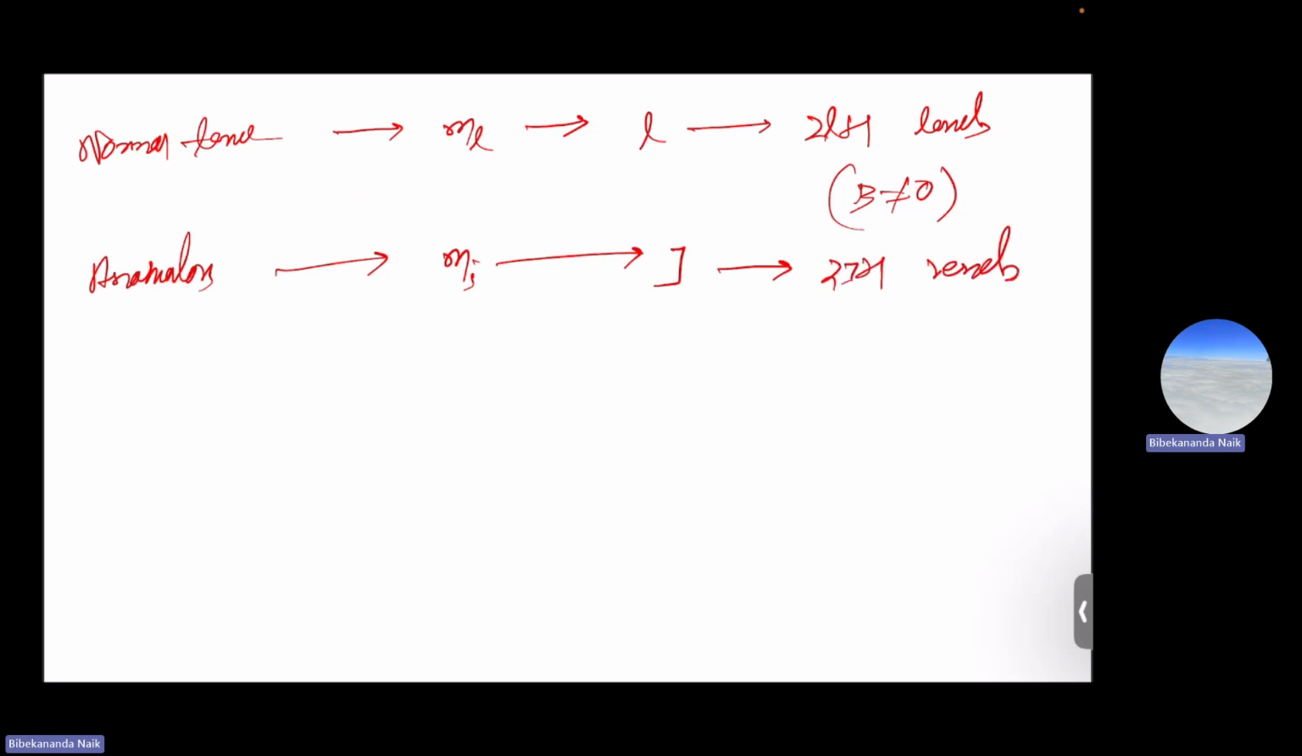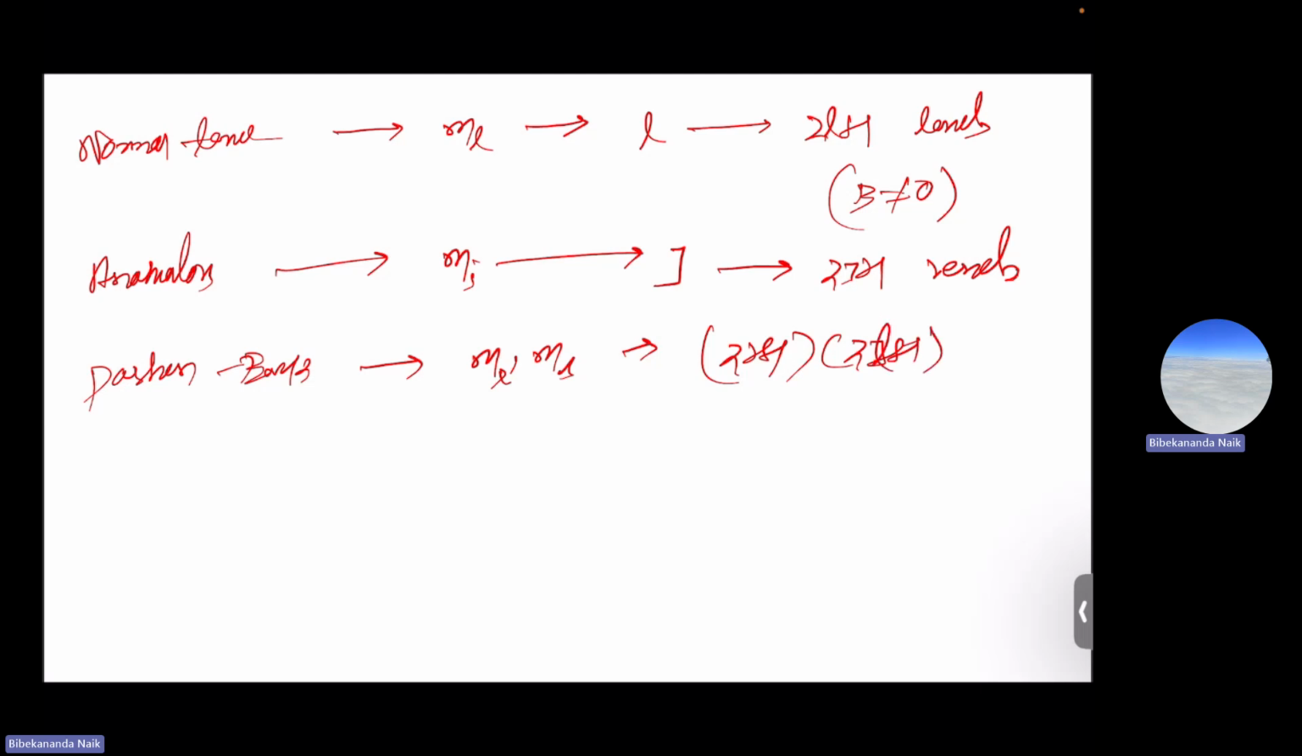But there is another effect, called the Paschen-Back effect, and that occurs in the presence of a strong magnetic field. In a strong magnetic field, the orbital and spin motion of the electron become uncoupled. That is, the coupling between spin and orbital motion breaks. So in the Paschen-Back effect, both ML and MS have significance. It will be split into 2L plus 1 into 2S plus 1 levels, and so the selection rules will be different.